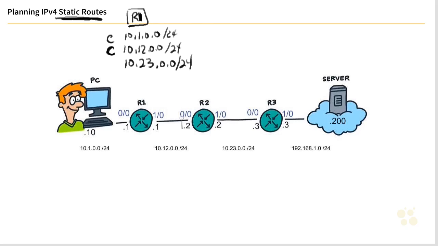It's the only option. So what we could do is create an S, that's a code for a static route that says, hey, dear Mr. R1, to get to 10.23.0.0, go ahead and forward that packet to your good buddy R2. And one way of communicating that would be to put the IP address of R2. So via 10.12.0.2 is the IP address of R2's 0/0 interface.